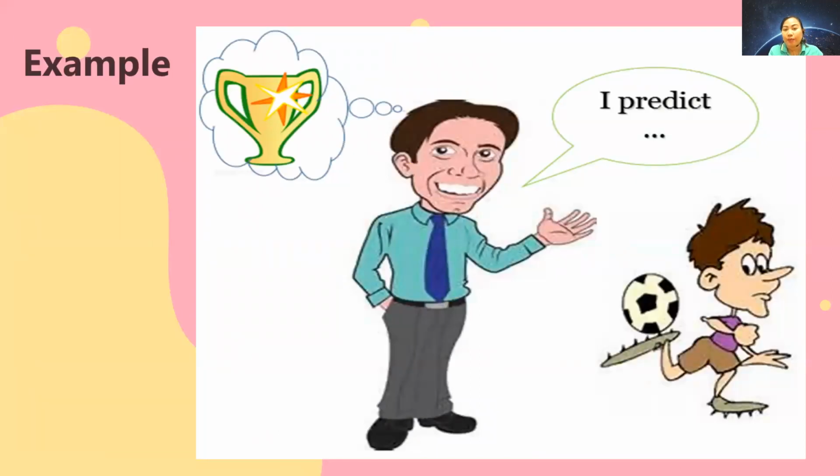Example, this father, okay? The father predicts that his son will become a legend, that he will get a trophy, because he is always playing football. He is always practicing playing football. That is why his father is predicting that his son will become the best player, okay? The best player in football. So that is how he predicts things.